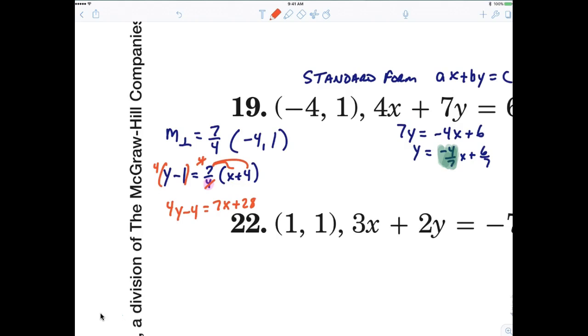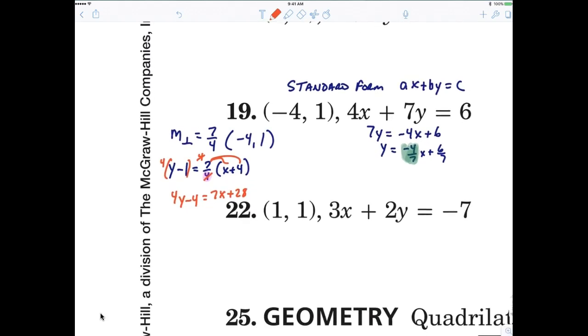So from there, I need x and y on the same side, but I need x to be positive, which means I'm going to bring the 4y over, and I'm going to move the 28 over. So I end up with 7x minus 4y equals -32. Now that is the correct answer. I want these last 3 written in standard form.